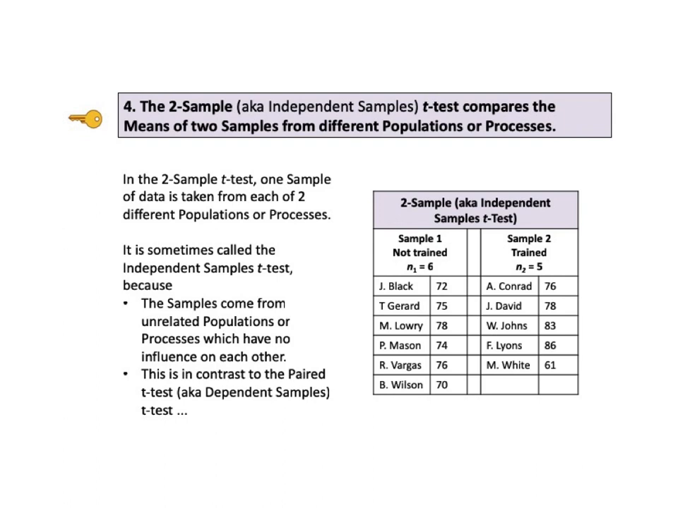This was taken from a population of workers who have not undergone training. On the right, we have a sample of size n equals 5, taken from a different population, workers who had been trained. We can use a two-sample t-test to compare these two samples and attempt to conclude whether or not trained workers do better than untrained workers.